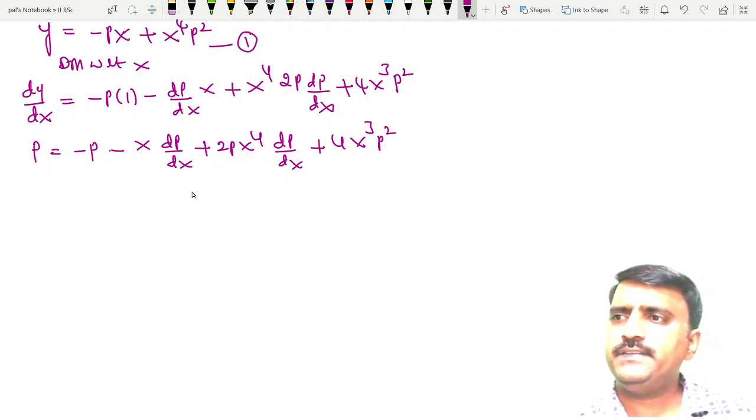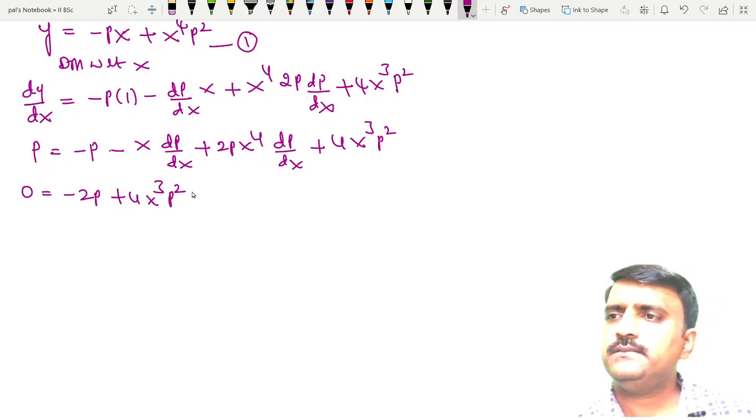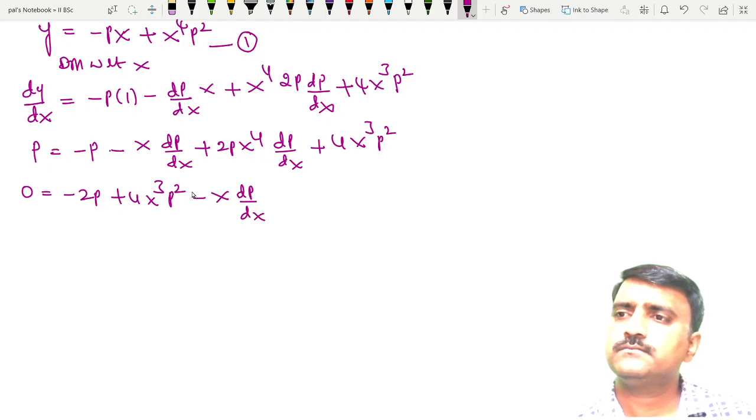So take this p to the right hand side. It is 0 is equal to minus p minus p, that is minus 2p, plus 4x cube into p square. And here this is minus x into dp by dx plus 2p x to the power 4 into dp by dx.